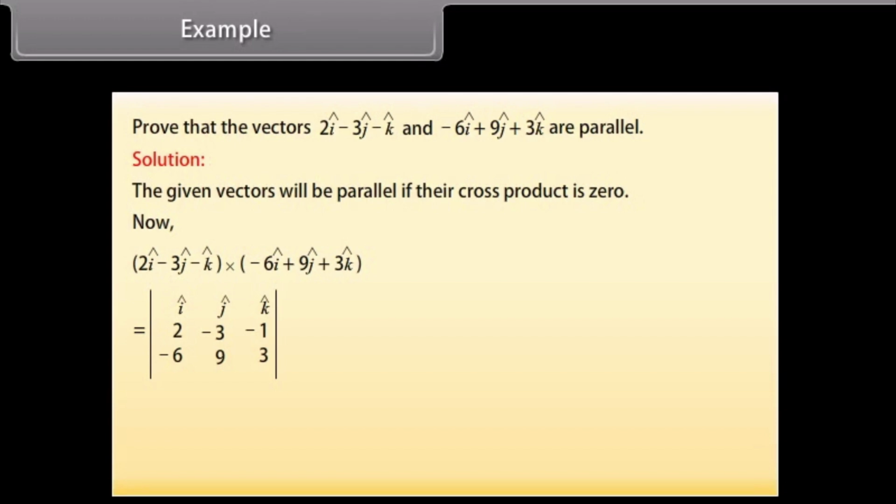Second row 2, minus 3, minus 1. Third row minus 6, 9, 3. This equals (minus 9 plus 9) cap i plus (6 minus 6) cap j plus (18 minus 18) cap k, which equals 0. Hence proved.